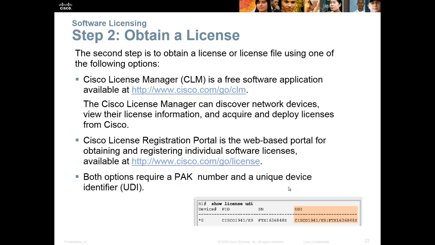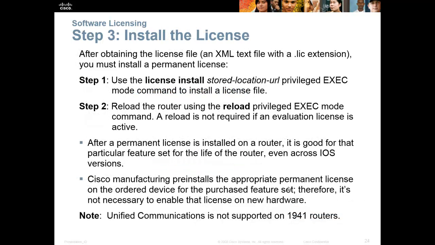All right, so after I obtain the license, I need to install the license. From privileged mode, I use the license install command followed by the stored location URL, the URL where I have that license stored. Then I need to reload the router with the reload command. Ta-da! And I'm all done. They do make a note that unified communications is not supported on 1941 routers, meaning you can't set up a 1941 as a phone system.